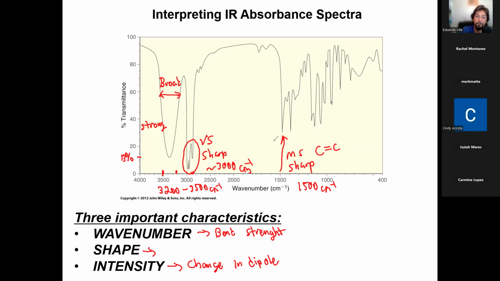So this is how we describe the graph. This is what we look at. This is what we see. We look for the size, the intensity, the shape of the signals, and we look where they are located, and then we talk about them. And then we can say this strong broad signal is an OH bond. These very sharp signals are CH bonds. This medium sharp signal at 1500 is a carbon-carbon double bond. That is how we're going to be talking about these graphs. So any questions about the language, about the adjectives, anything like that?